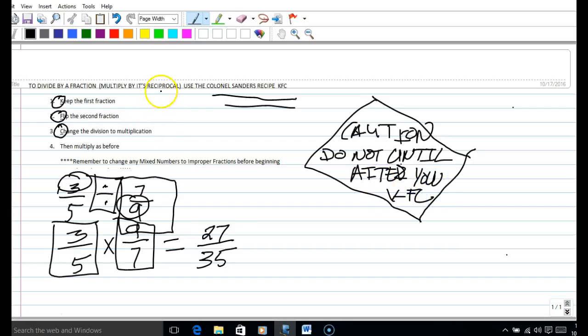because once you apply the rule for division, which states that you basically keep the first fraction and you invert or flip the second fraction and change the division to multiplication, you have created a multiplication problem. Once you have applied KFC, then and only then can you cancel if you have common factors. But you cannot cancel if there is a division sign present, or addition or subtraction for that matter.